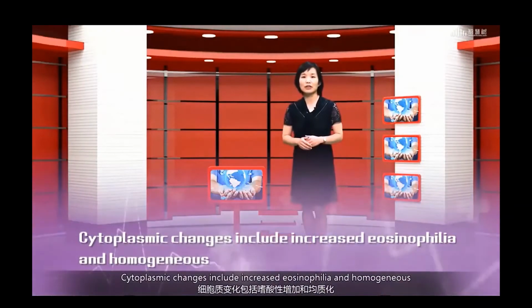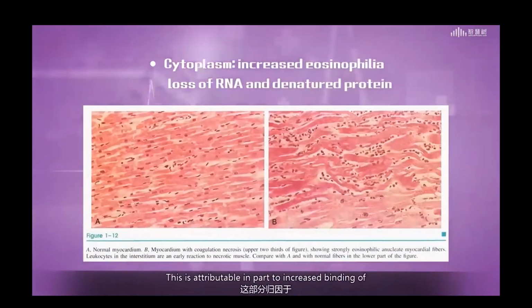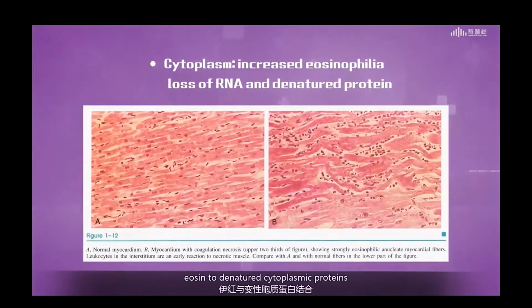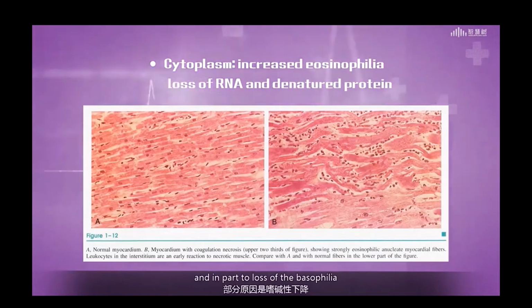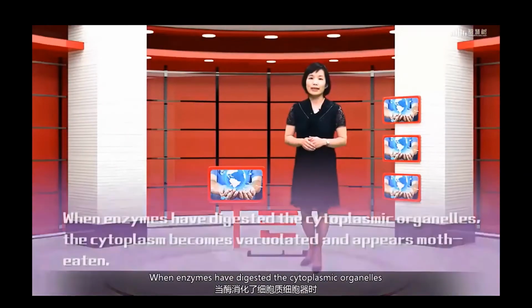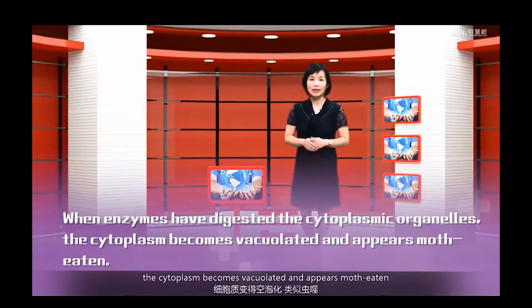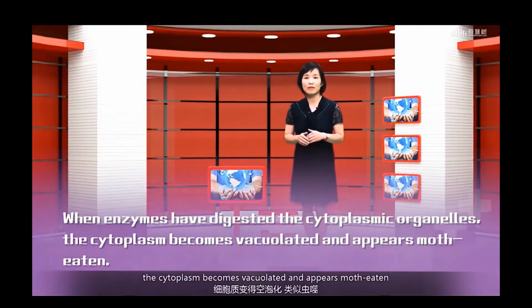Cytoplasmic changes include increased eosinophilia and homogenization. This is attributable in part to increased binding of eosin to denatured cytoplasmic protein and in part to loss of the basophilia that is normally imparted by the RNA in the cytoplasm. When enzymes have digested the cytoplasmic organelles, the cytoplasm becomes vacuolated and appears moth-eaten.